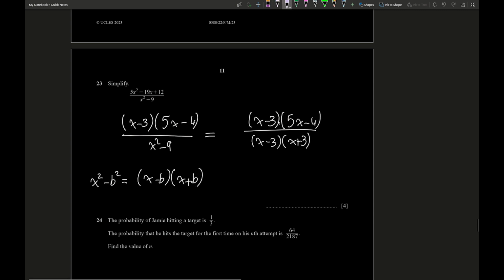We got our fraction here and we got two common terms in the top and bottom which we can just divide by, leaving us with 5x minus 4 and x plus 3. And we cannot simplify this any further, hence this is the answer.